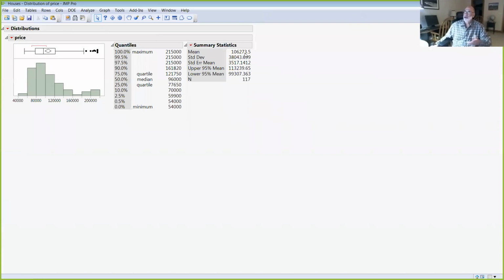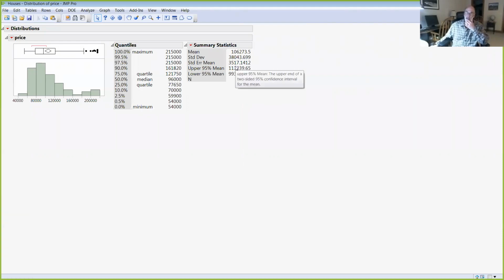So the mean is 106,000 plus, a little bit more than that. Notice the standard deviation, 38,000. There's a lot of variability among individual house prices. Notice it also gives you the standard error of the mean. What is that? That's the standard deviation divided by the square root of the sample size. So that gives you 3517. And that's a measure of how much variability there would be from one random sample to another of size 117.